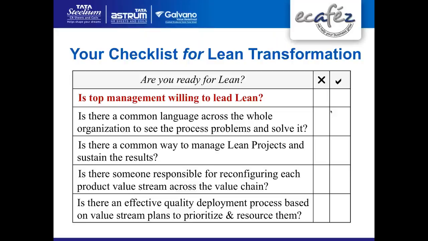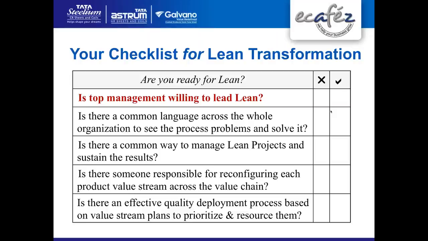Once it is done, the next question: is there a common way to manage lean projects and sustain the results? All improvements are done project by project, and there has to be a common way. So all of them must be skilled by training on how to manage the project. Kaizen is the methodology which is used to improve the system and the processes.